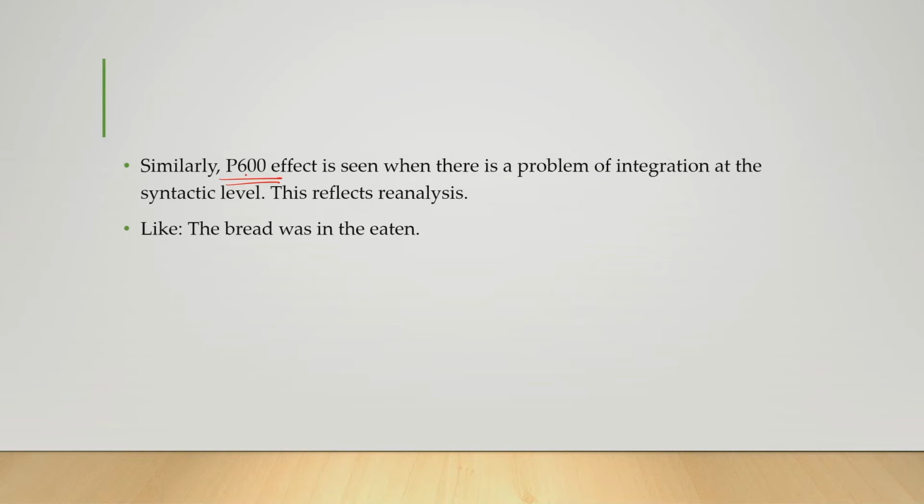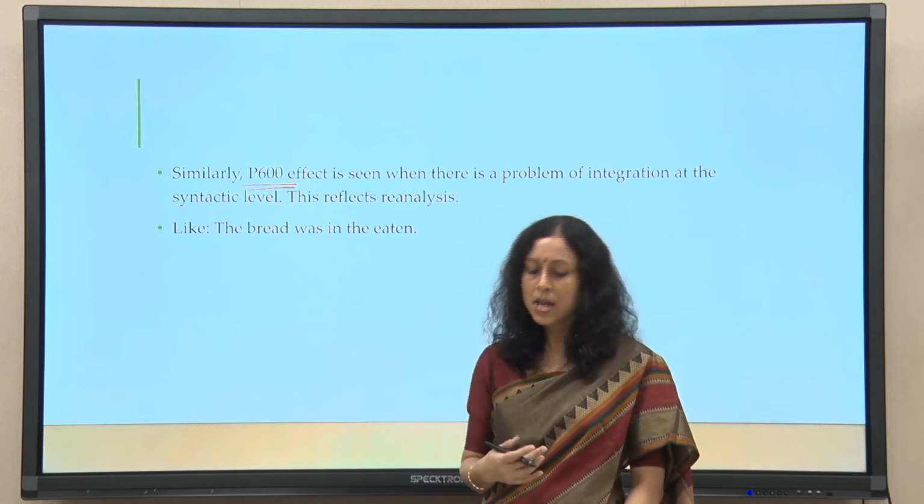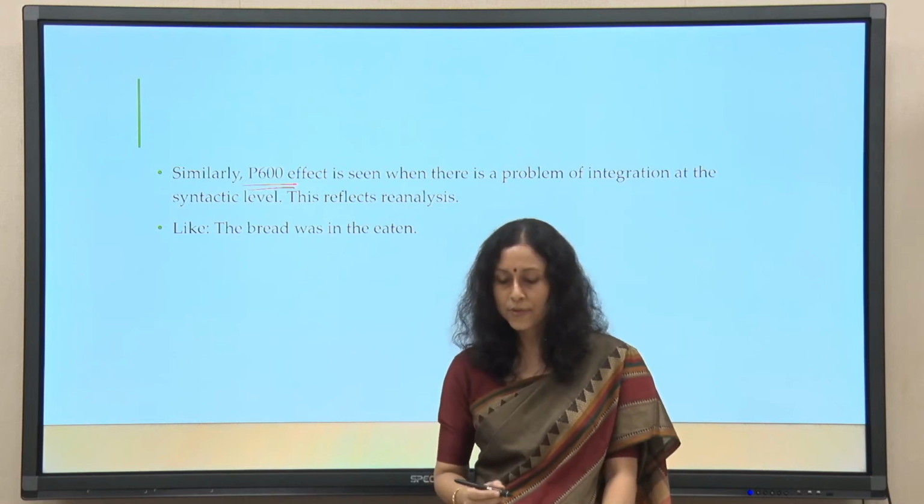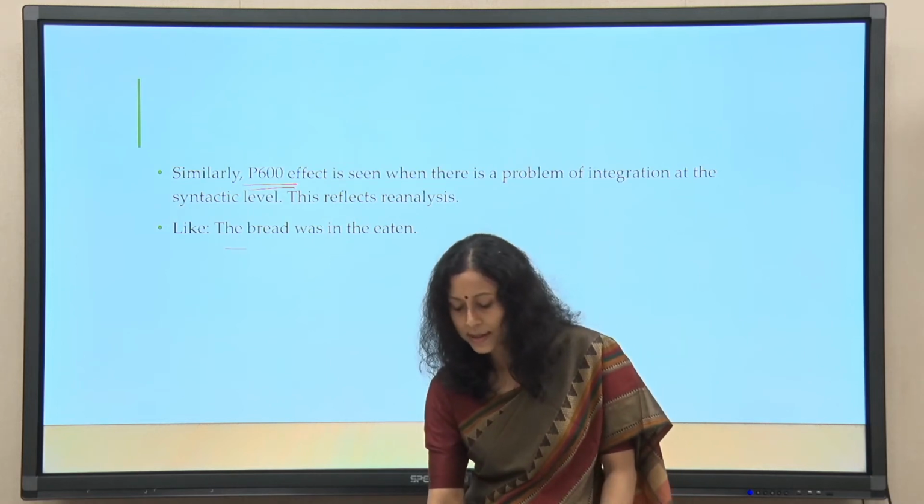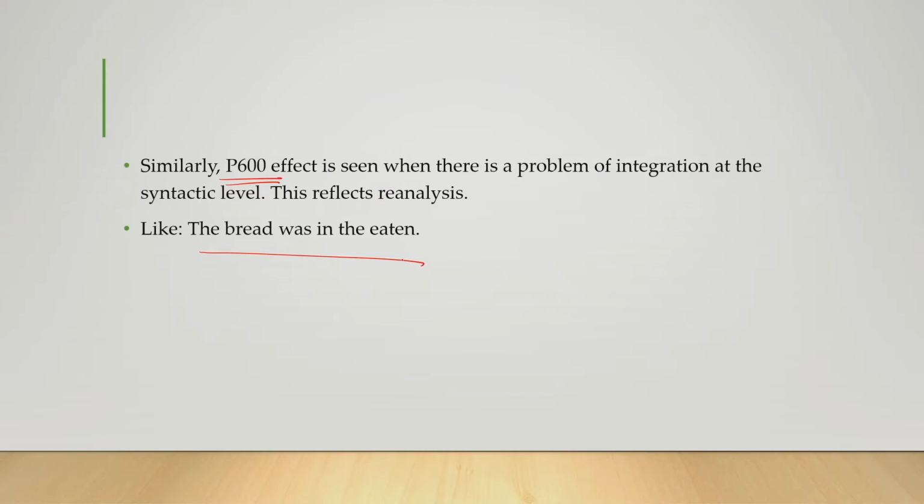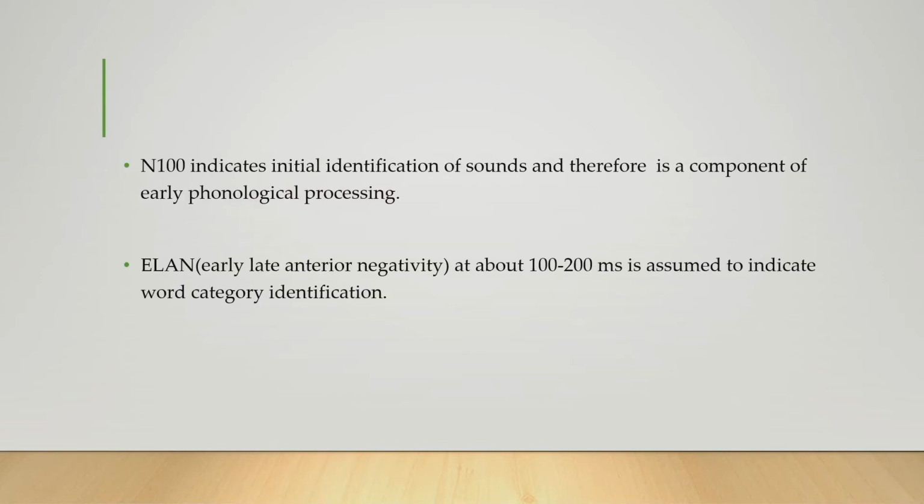So, these effects are fixed and they are already connected to certain kinds of difficulty the brain faces while processing a sentence. Take a sentence like this: the bread was in the eaten. Till here the first part is okay, the bread was. If this part was not there, the sentence is still okay. But when you have created an anomaly in the sentence structure, there is a P600 effect that is typically found.